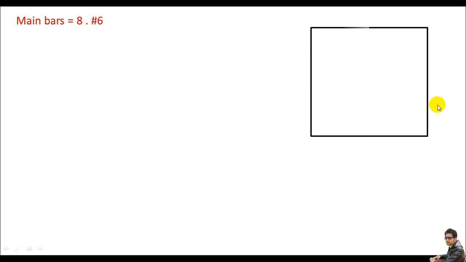You can also just review this guy. All right, so I'll say main bars equals 8 number 6. How can I represent this guy over here? Just look at over here. We have 14 by 14, and these are just 8 bars, and they are of course number 6.